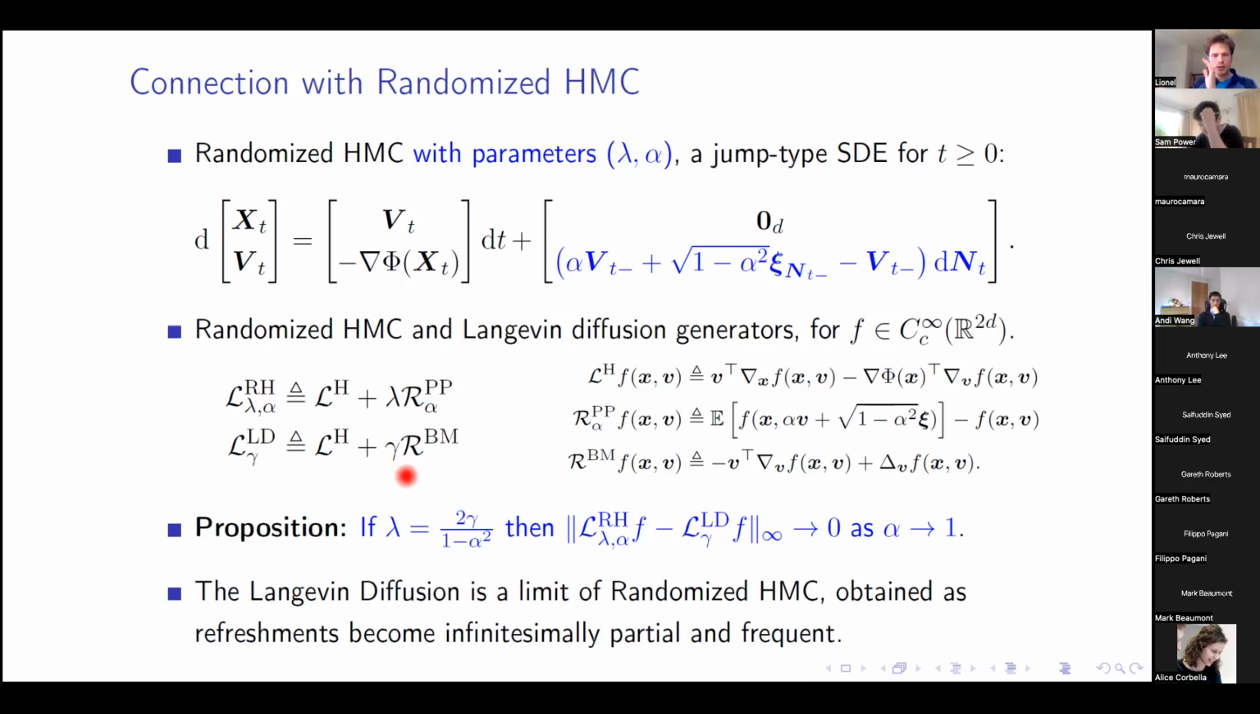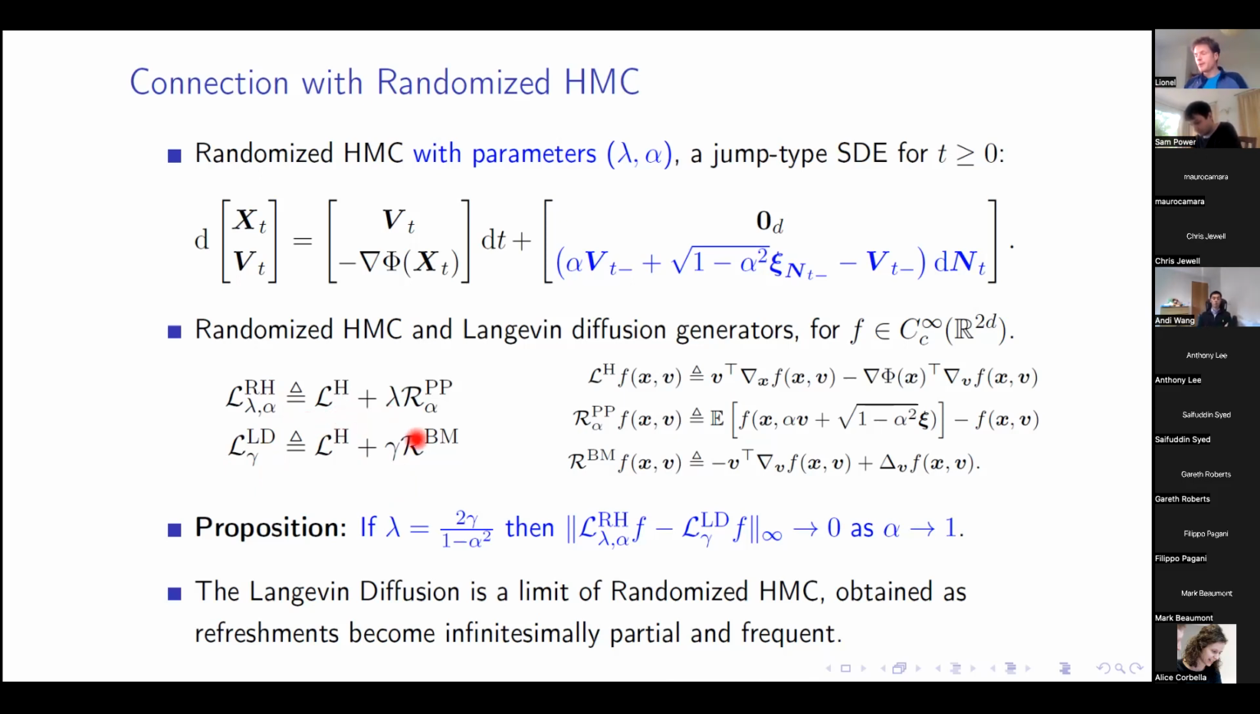Actually, these two processes are quite connected. They are quite close to each other because they are built upon similar stones. When we look at the infinitesimal generators, which somehow characterize the distribution of the stochastic process, we can see that the generator of randomized HMC and the Langevin diffusion are actually built upon three stones, one of them being common, which is the generator of Hamiltonian dynamics. And the difference comes from two different sources of refreshment.